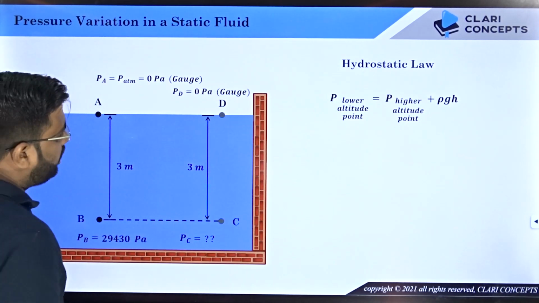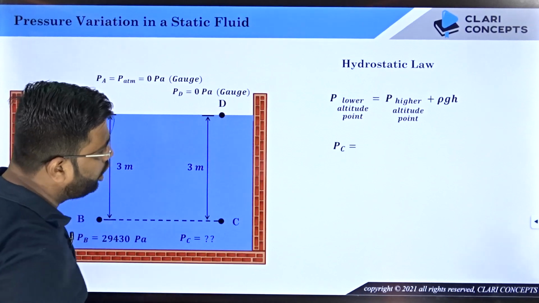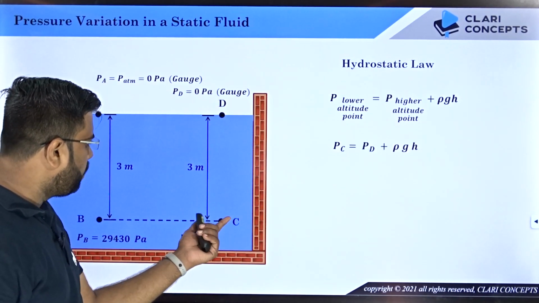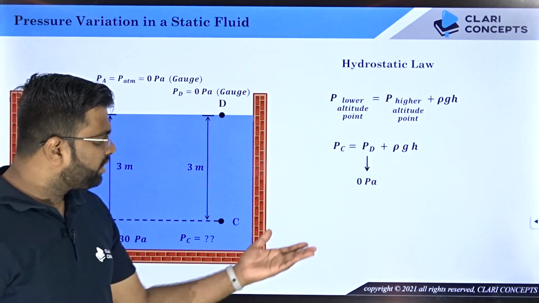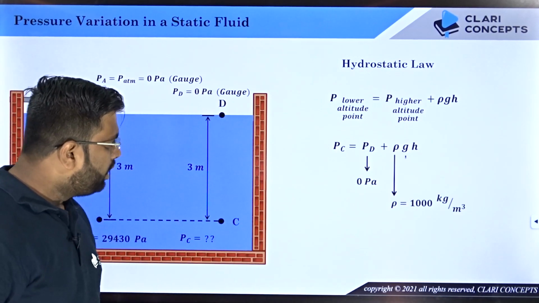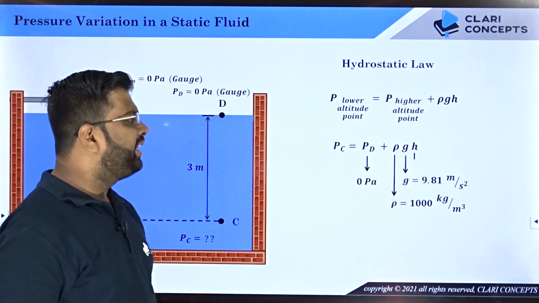Now we can use the hydrostatic law between C and D. You will put PC, the lower altitude point, equal to PD plus rho g h, where PD is 0 Pascal, rho is 1000, g is 9.81 and h is 3 meters.